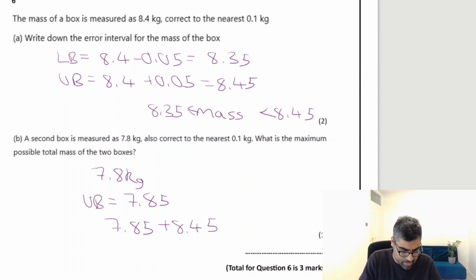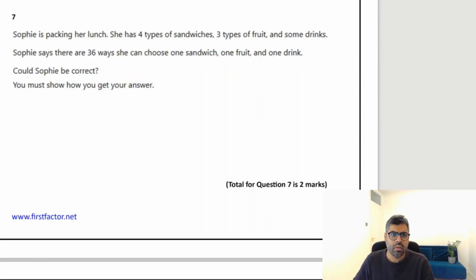So you then whack that into your calculator and you get an answer of 16.3. So for this question, we're told Sophie's packing a lunch. She has 4 types of sandwiches, 3 types of fruit and some drinks. Sophie says there's 36 different ways that she can choose a sandwich, fruit and a drink.